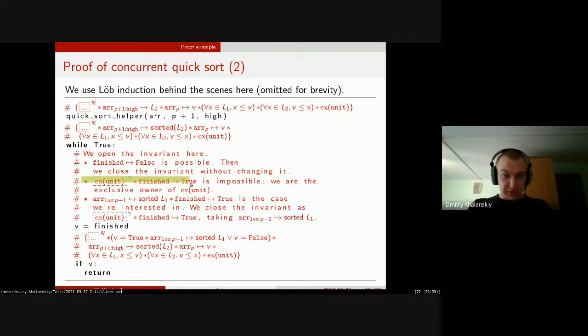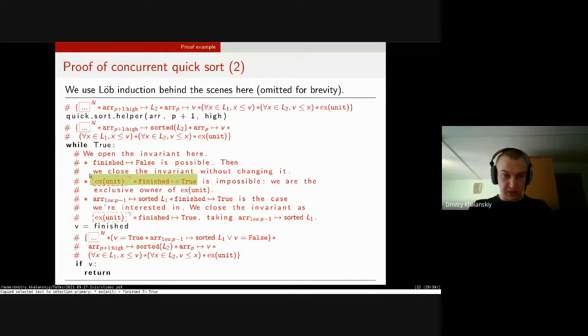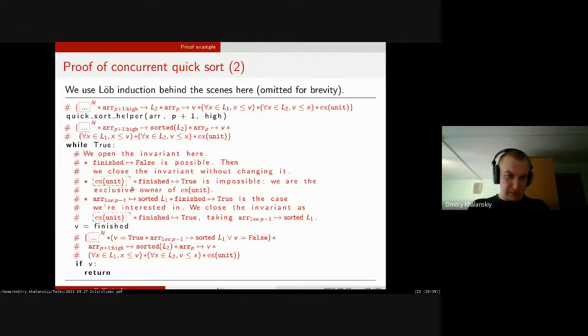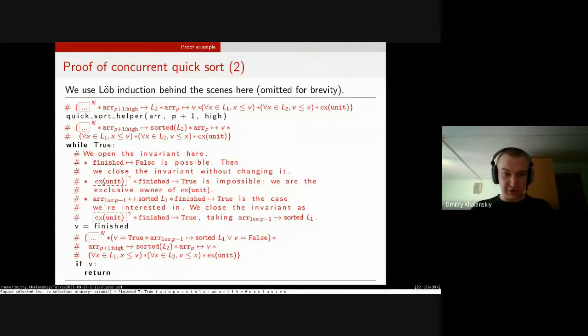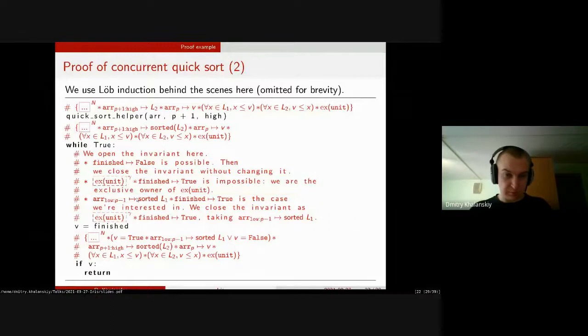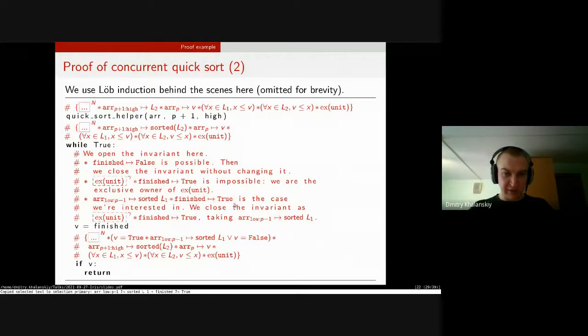Another possibility that we could have observed is this one. Well, actually, we couldn't have, because we are the ones that own the exclusive unit. And if the system claims that it owns the exclusive unit by the same name, then it must be wrong. So by combining this exclusive unit with our exclusive unit, we can obtain an invalid value and prove that this branch is impossible.